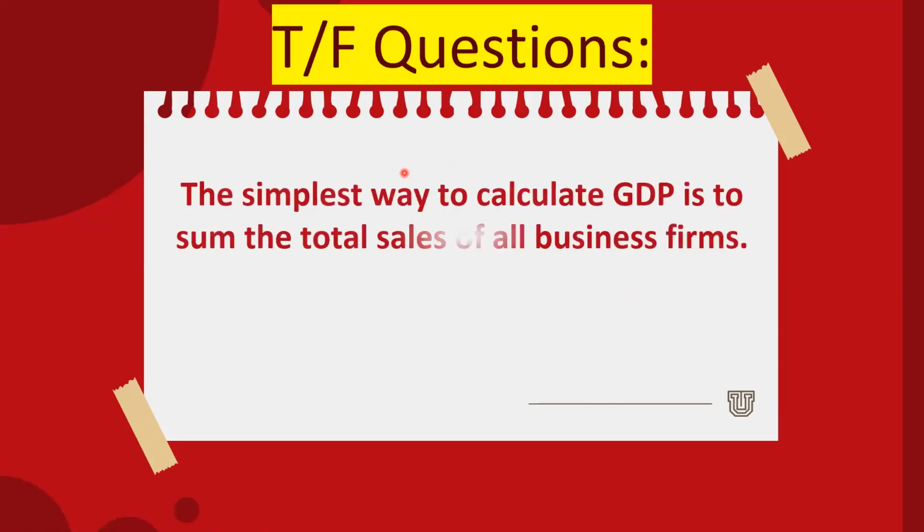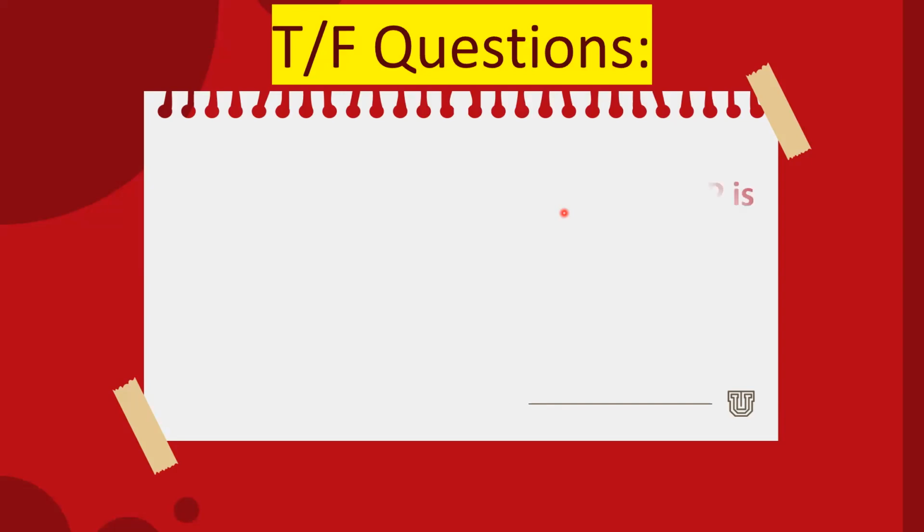Question 2. The simplest way to calculate GDP is to sum the total sales of all business firms. هل الإجابة دي صحيحة؟ لا، لازم نركز. أسهل طريقة عشان حساب الجي دي بي إن أنا أجمع ال total sales of all businesses؟ لا، ما أنا هقابل حاجة اسمها intermediate goods. We can calculate the intermediate goods. So we have to avoid double counting. So answer is false.